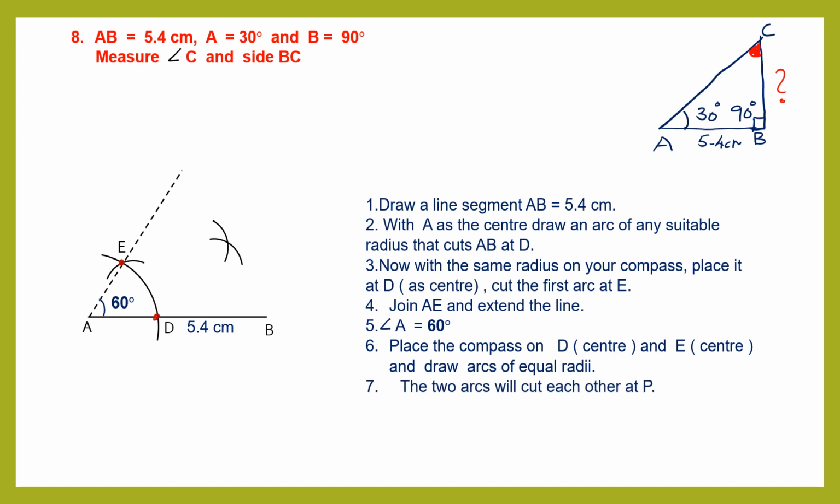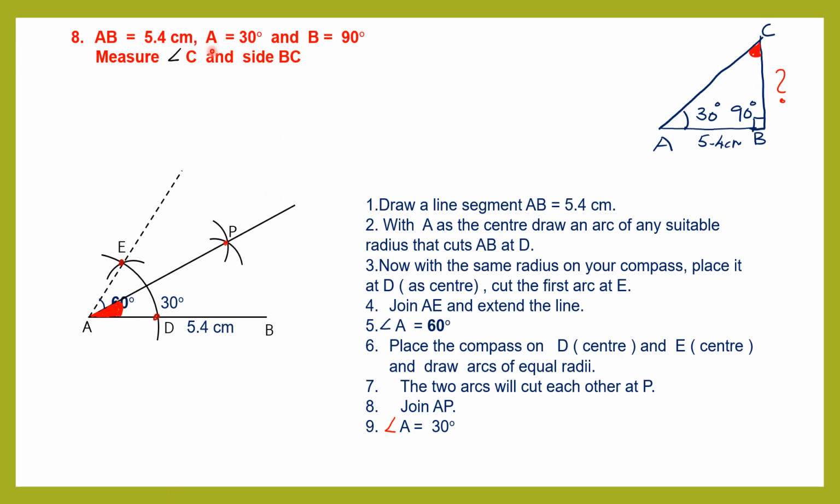Now the two arcs will cut each other at P. So this point here, name it P. Join AP. So we have A here and P here. We have joined AP. Now angle A has become 30 degrees. So we had 60. Now this portion alone will be 30 degrees. The portion shaded in red is now 30 degrees. So we've completed that part of the question.